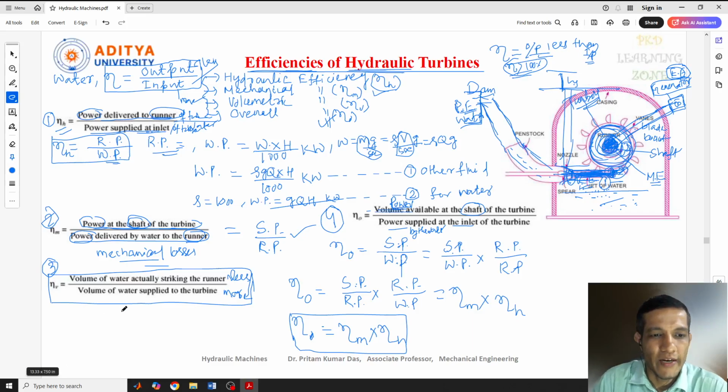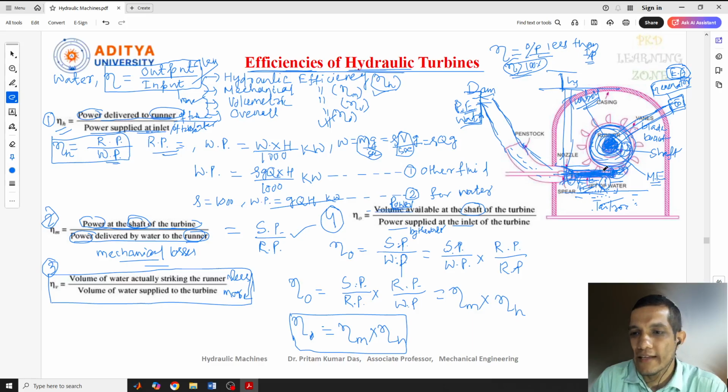Next is the volumetric efficiency: how much water was supplied, how much of it exactly strikes the runner. There is some gap, so there is some loss of water, which comes to the tail race. This is our tail race. The water coming there was not striking the blade, so there are also some losses. Whichever is more will be in the denominator, keep that in mind.